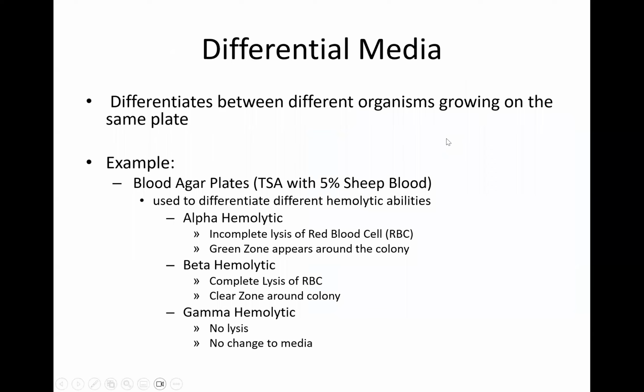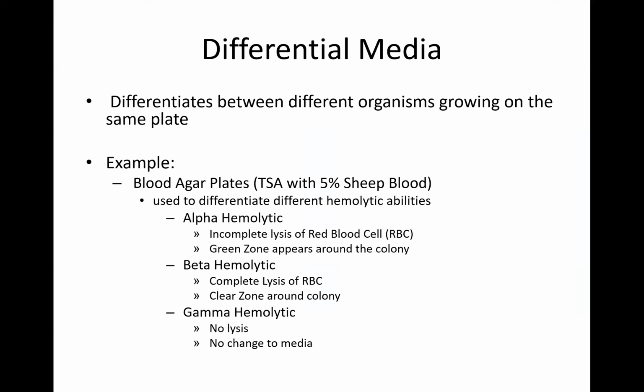Again, we can have different types of differential media, and this allows us to see differences in organisms that can grow on the same plate. So one example is blood agar plates. They're going to have sheep's blood put within them, and we can see their differences in how they're able to break down red blood cells.